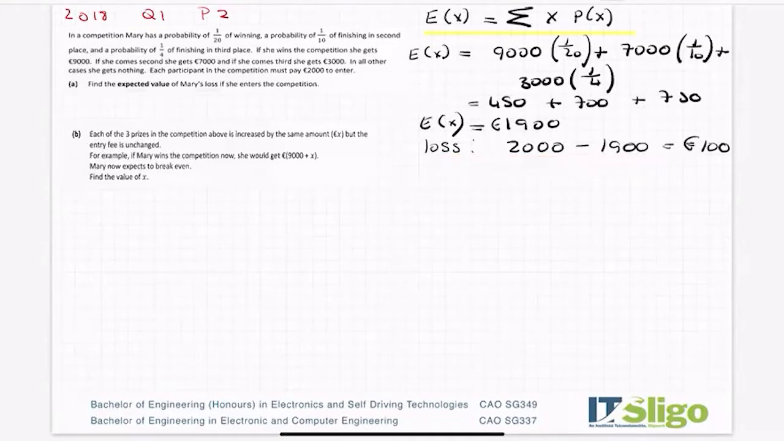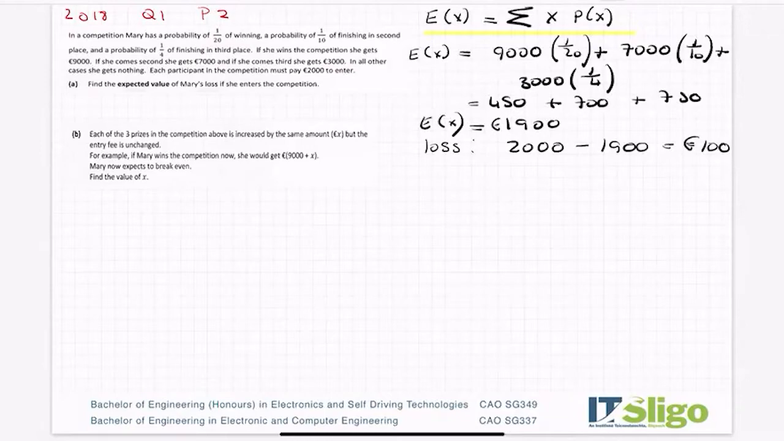No, I'm not saying that people won't make money. Yes, of course you can make money. You could make 9,000 euros, okay? And you have a 1 in 20 chance of doing that. You could also make 7,000 or 3,000. But what I am saying is that on average, people will only ever win 1,900. So that's what we use things like the expected value for. Okay, so that was part A.